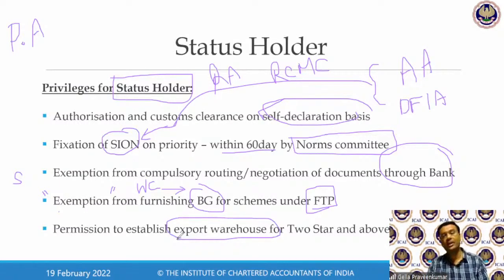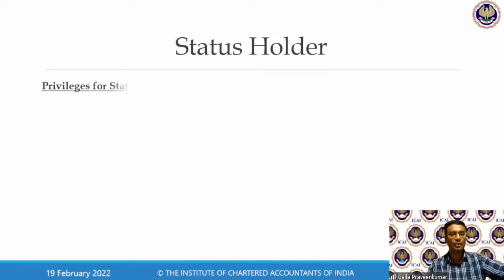Now, setting up an export warehouse, one of the prominent business models, setting up an export warehouse where goods are stored without payment of duty. Bonded warehouse. Generally, when we say warehouse, it is a bonded premises. Getting a permission for an export warehouse is not that easy. So you get a permission being a status holder.